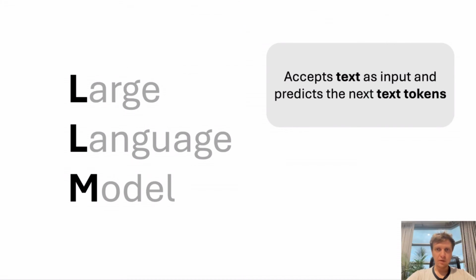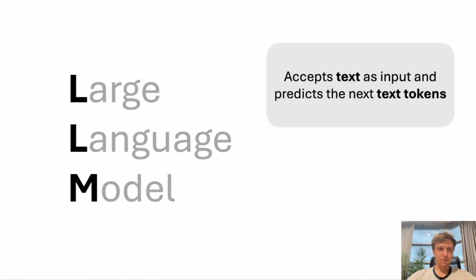As I said before, VLAs are kind of LLMs for robots. So let's first of all look at the naming and see what every word and every letter in VLA means. First of all, let's start from LLMs. LLMs, or large language models, are models that can accept text as input and then predict the next token that is also text.